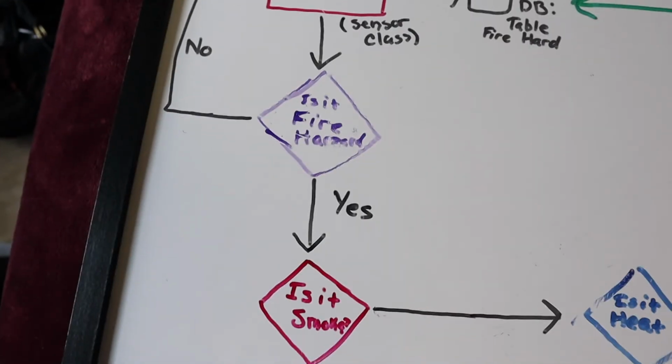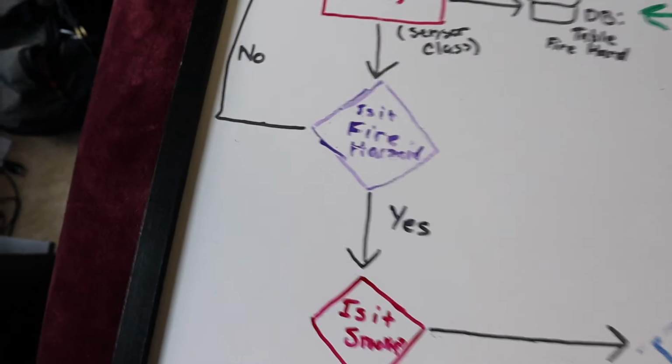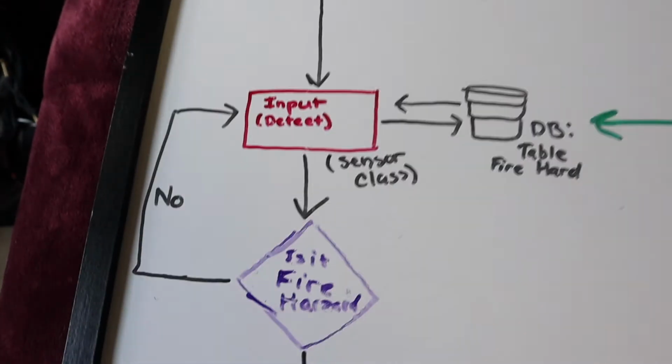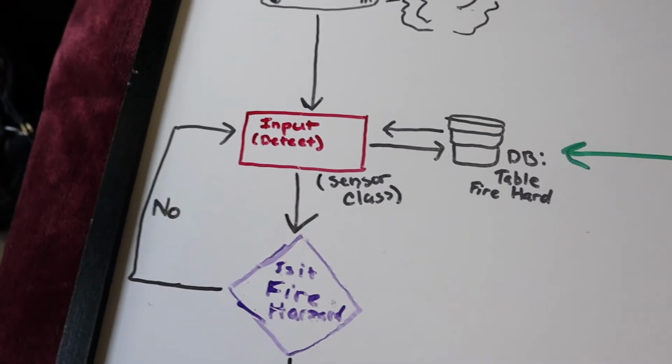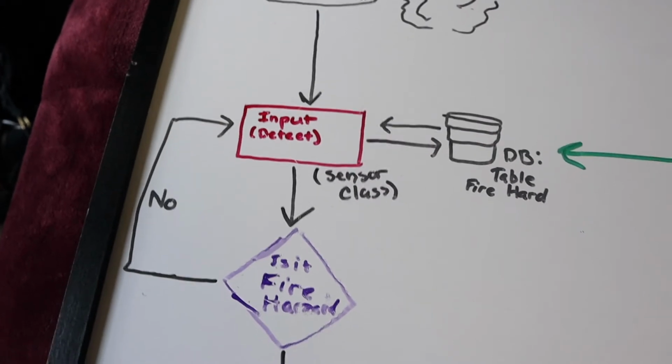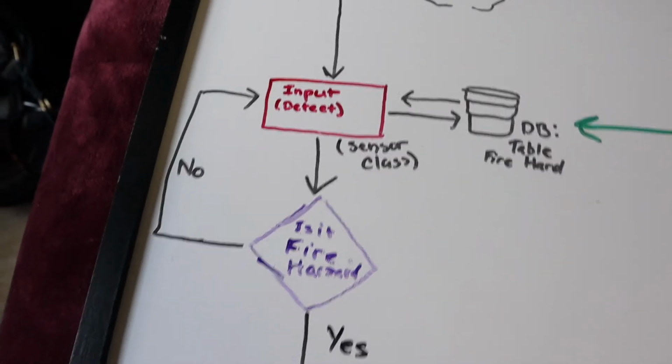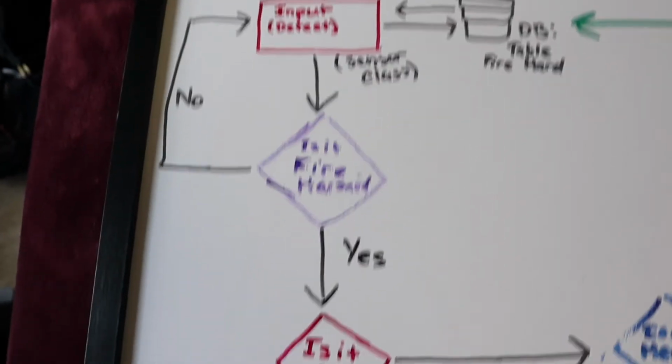Is it a fire hazard? Let's say it's not a fire hazard. Then we go back to our input process, and the system is going to wait and continue to wait until an actual fire hazard comes in. So that's how this process is going to work.